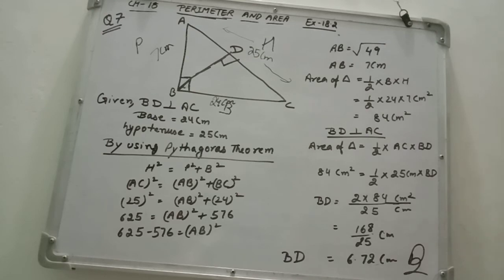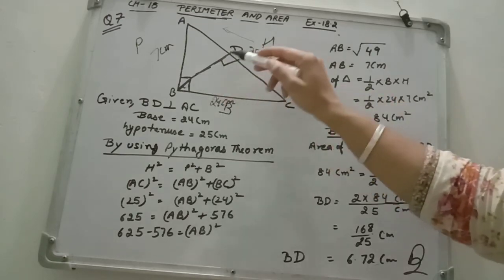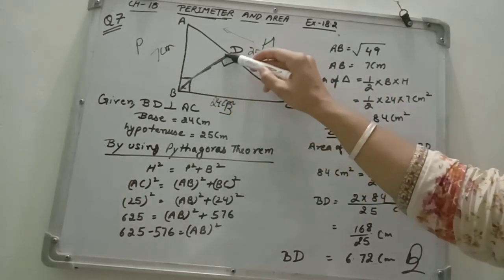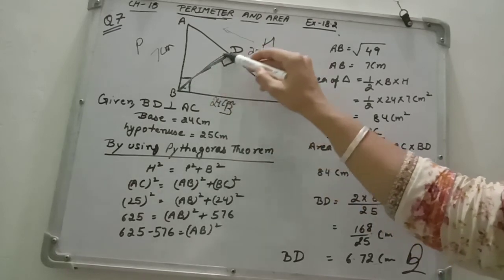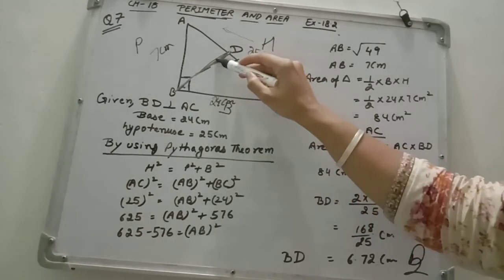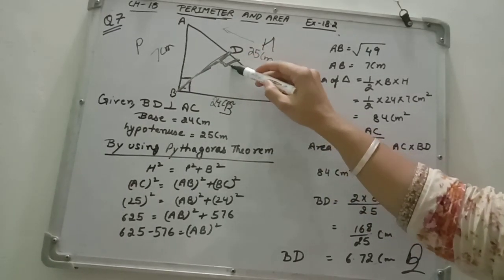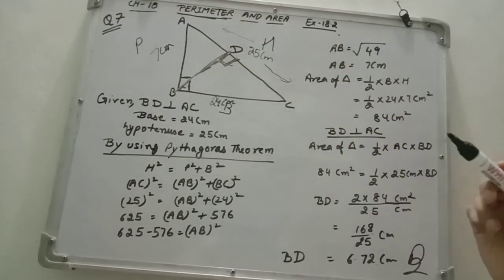Now we have to find out BD, the second part. First part done, we have to find out the area. Done, we found the area. Now we have to find out the value of BD. Again we take the same triangle. Area of triangle is 1 over 2 base into height. Now we are taking this one. Now this one is perpendicular. If this one is perpendicular, then what is the base? AC is the base. Clear?